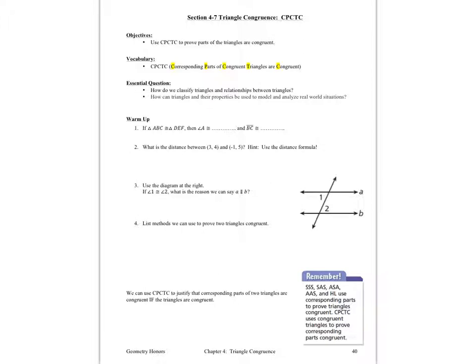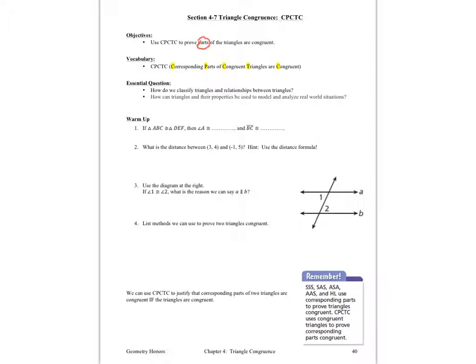We're in Chapter 4, Triangle Congruence, this time in Section 7, CPCTC, which I know sounds like a mouthful at the beginning, but you will get used to it. Our objectives: use CPCTC to prove parts of triangles are congruent. Note that it said parts of triangles are congruent. And CPCTC is our vocabulary. It stands for corresponding parts of congruent triangles are congruent.